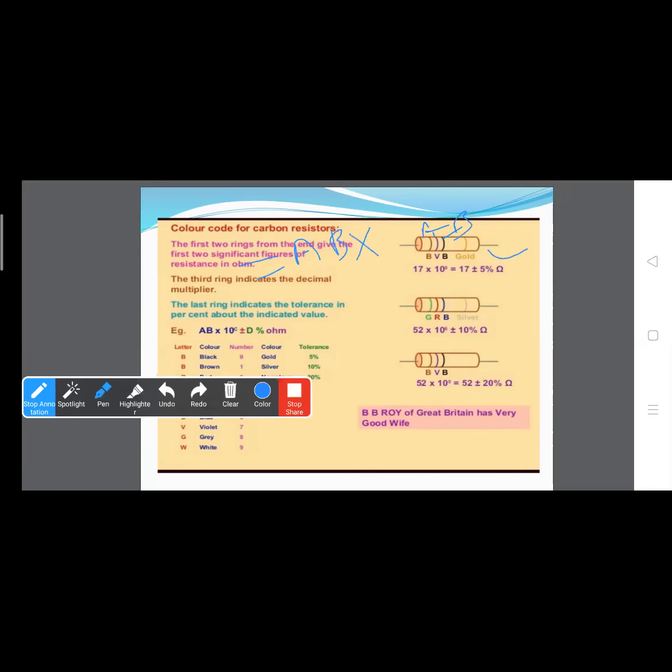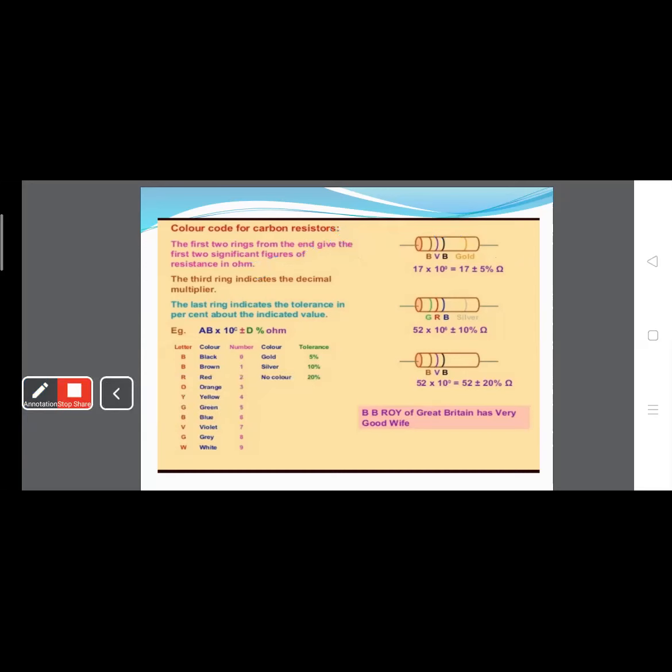And the third one is the multiplier. So we can write 10 raised to power C. C is the multiplier. Okay. So the first two rings from the end give the first two significant figures of resistance in ohm, and the third ring indicates the decimal multiplier. And the last ring shows the tolerance in percent about the indicated value. So this is the table for the color code of the carbon resistor.